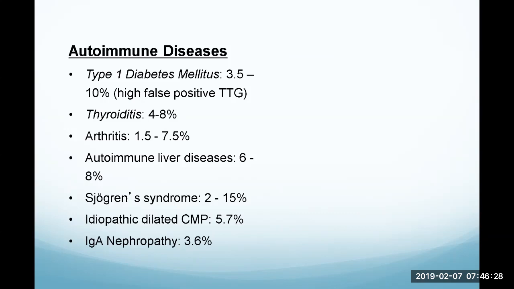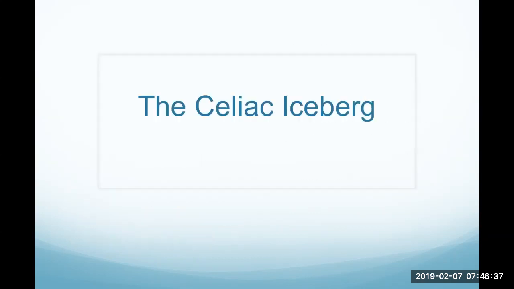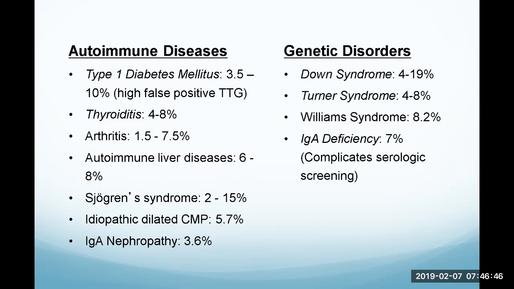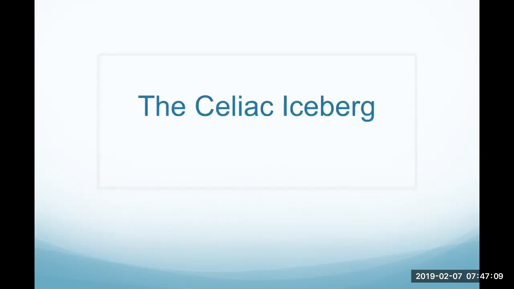This is a list of the autoimmune diseases that are often associated with celiac disease. And this is a list of genetic disorders like Down syndrome, Turner's, Williams, IgA deficiency. This population is our target high-risk population where we really screen for celiac disease, in the sense that they don't come to the GI population. They go to everybody else, and that's where they get screened for celiac disease.